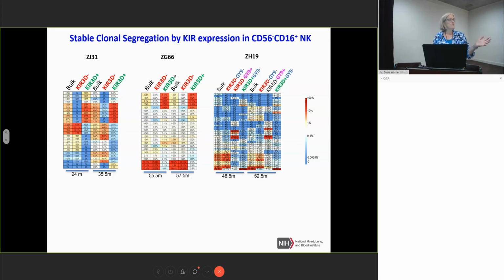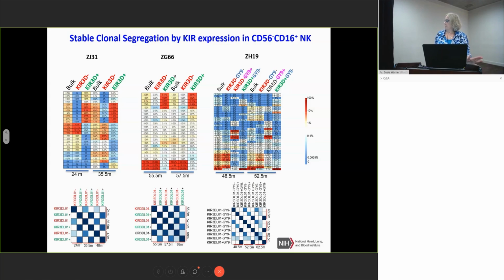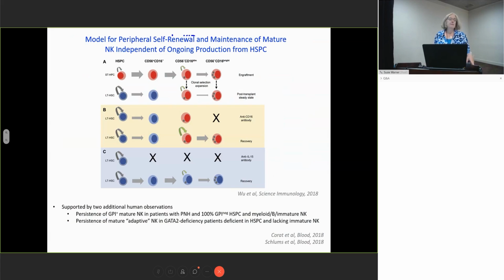There are not a lot of KIR reagents you can use in monkeys, but we've been collaborating with Bernard L'Enfant using MHC tetramers as a way to do this, and we found segregation of these individual clones stable for many months with specific tetramers here. And this has all been published in Science Immunology earlier this year if you want to look at it. I'm just giving this basically as an example.